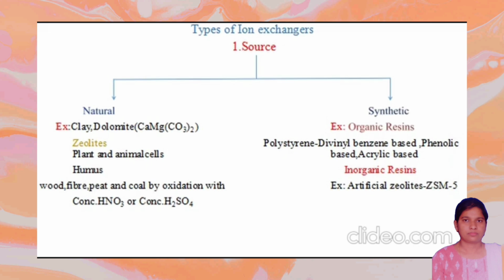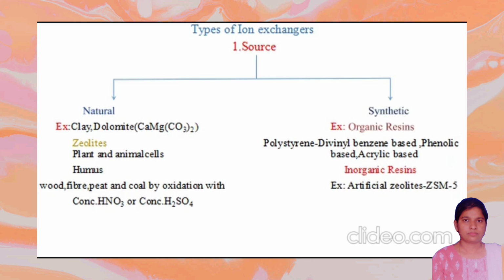Synthetic ion exchangers are classified into organic and inorganic resins. The organic resins are of different types: polystyrene divinyl based, acrylic based, phenolic based. The example for polystyrene divinyl based organic polymeric resin is Dowex 50. The acrylic based resins example is Amberlite IRA 67.